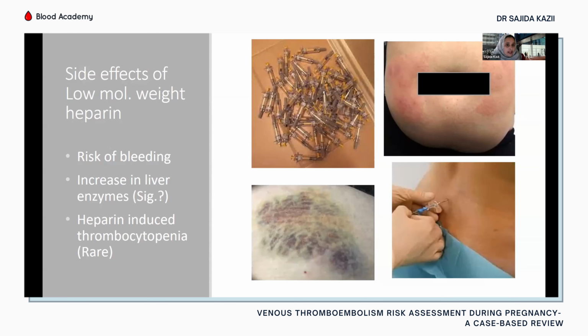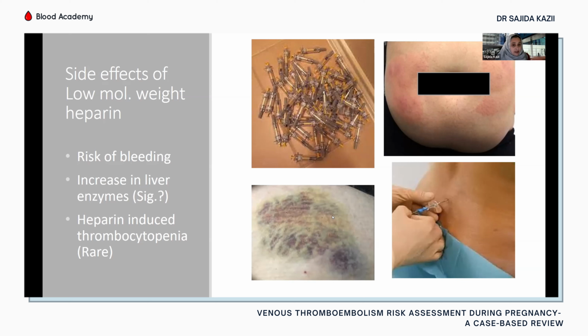Side effects of low molecular weight heparin, certainly the burden of injections, because we are looking at a good number of months of treatment. Obviously, in the UK, people don't have to pay for these injections out of their pocket, but I know there are lots of countries where people would have to buy their own injections, and there's a substantial cost attached to this when we are offering it to women during pregnancy.